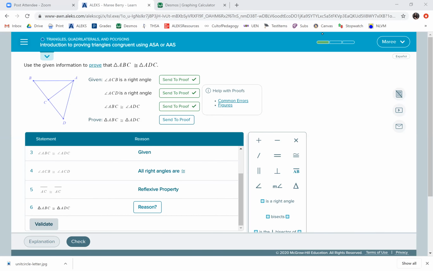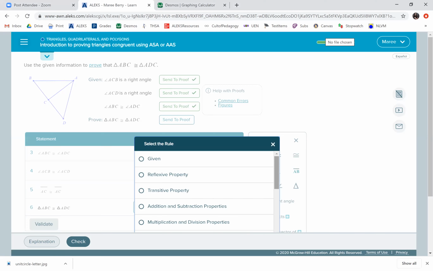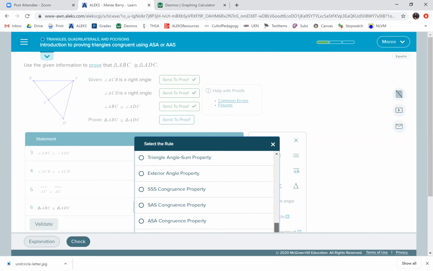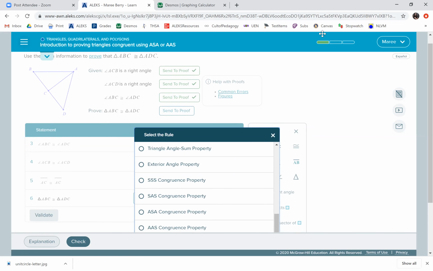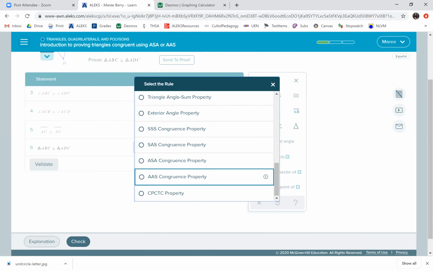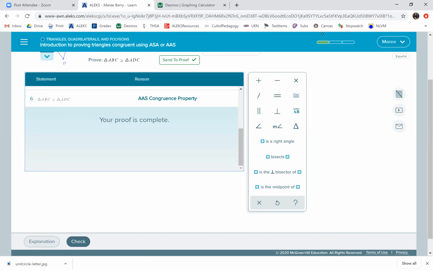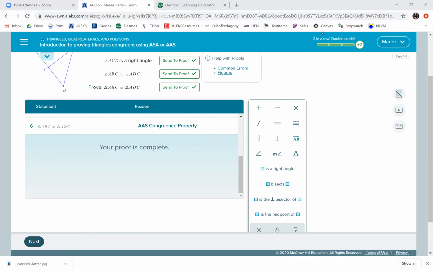So we're going to come here, scroll down, and we're looking for, nope, not that one. Oh, there it is, AAS, validate, and then check. Okay, that's the end of the lesson.